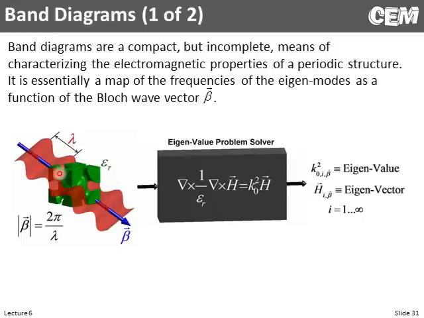We're showing that in green here. So this obviously changes with position, so this epsilon r is a function of position. So that's the first bit of information. We need to describe our unit cell.